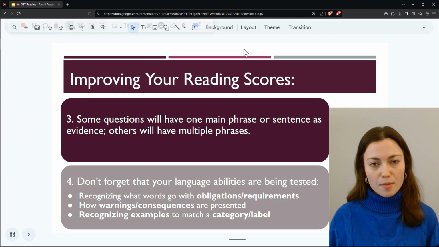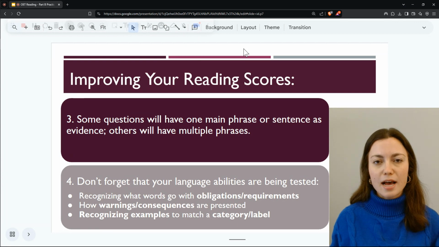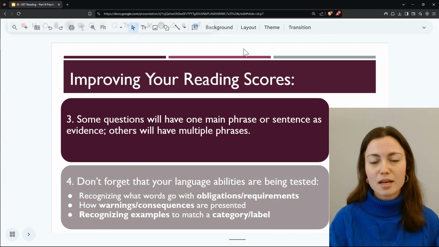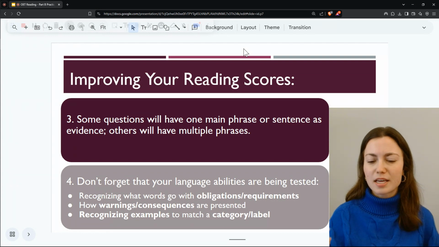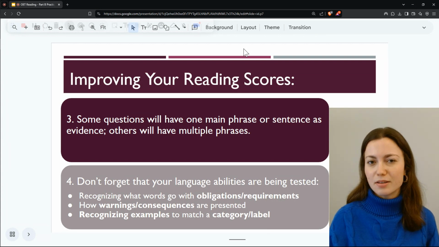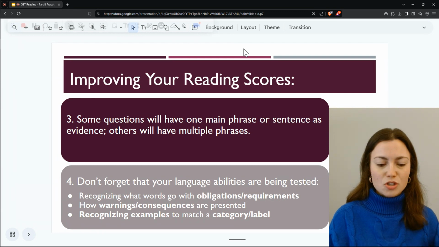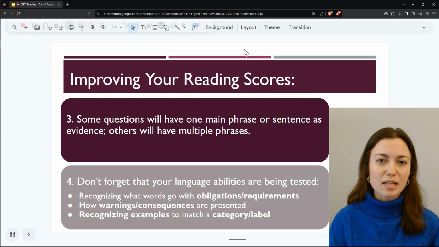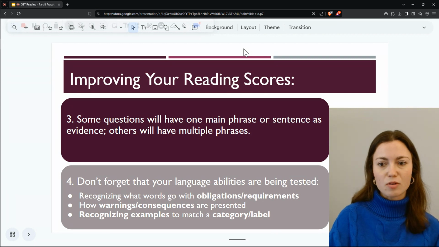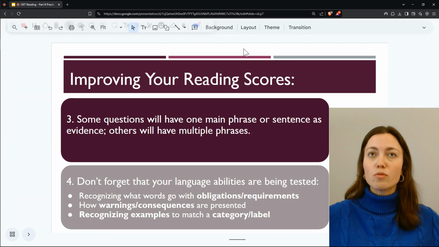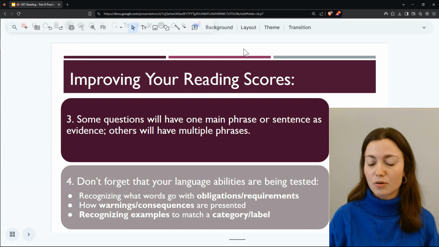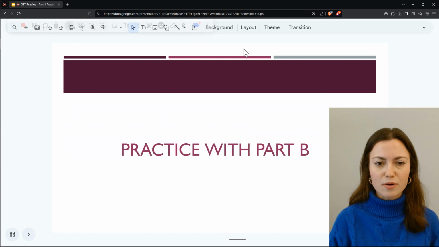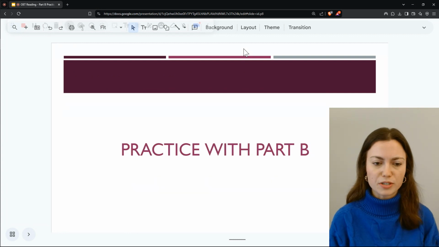Finally, a common technique is recognizing how the text will have examples, so specific details often, that actually match the category or label given in the question. So being able to pair those two together is a bit of a language challenge of seeing how the details fit the overall label or category. So there's 4 pieces of advice. Let's go into now a time of practice with some questions.